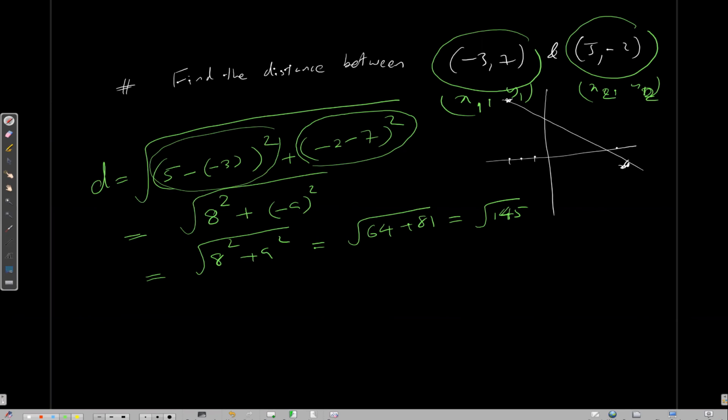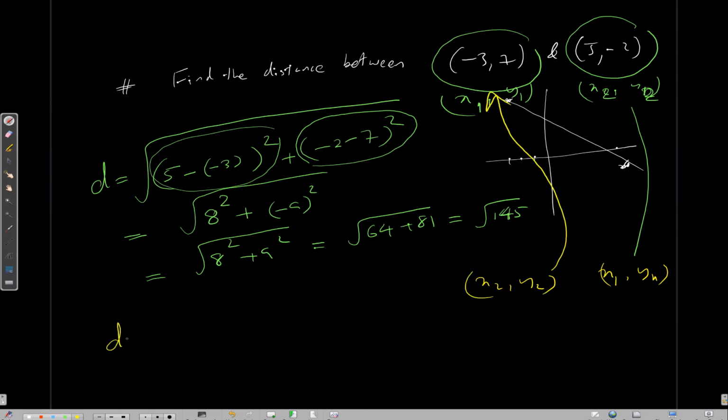Let me address a few things in this formula. Now what if you choose your x2 and y2 the other way around, what if you choose this guy x1, this guy y1? So this is x2, this is y2. Now x2 minus x1 is going to be the other way around. So let's see, -3 minus 5. Earlier it was 5 minus -3. Now the other way around. And y2 minus y1, 7 minus -2.